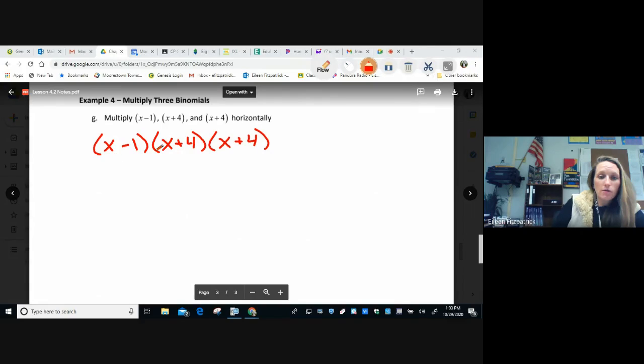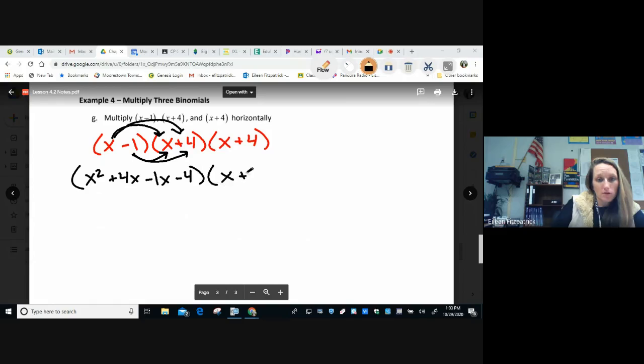So I'm going to FOIL the first two to begin with, and then I'll take care of the last one. First I'm going to multiply x times x to get x squared, x times 4 to get a 4x, and -1 times x to get a -1x, and finally -1 times 4 to get a -4. That needs to all go in parentheses because you still have to multiply by x plus 4. Combine like terms before you move on.